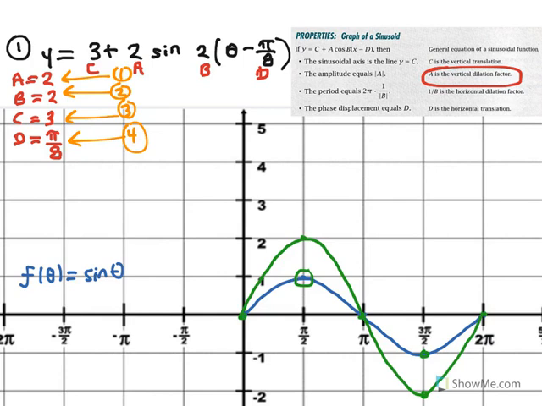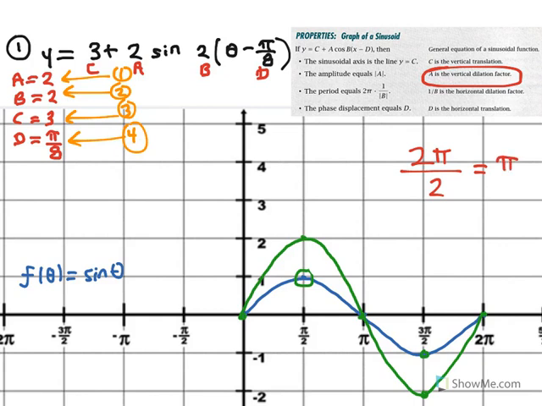But of course, this is not my final graph. Now I have to apply the transformation due to the parameter b. I know that the parameter b is 2, so the period of my function for number 1 should be 2 pi divided by the absolute value of 2, which is pi.